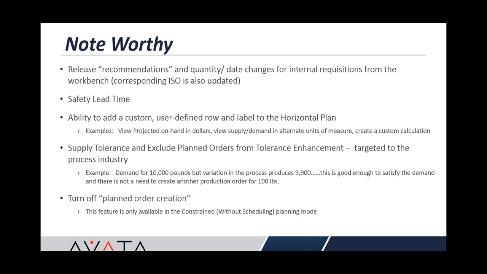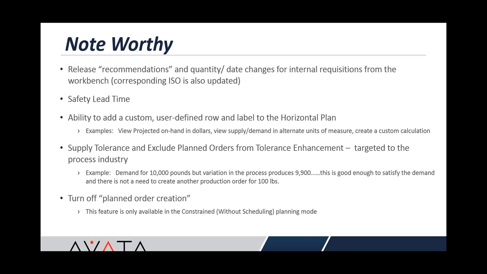So noteworthy changes are the internal requisition to internal sales orders, that you can actually change quantities and dates, and it updates both ends of that relationship. Safety lead time, which will allow you to bring material in a stated number of days early, and the ability to add a custom row in the horizontal plan with a calculation embedded in it.